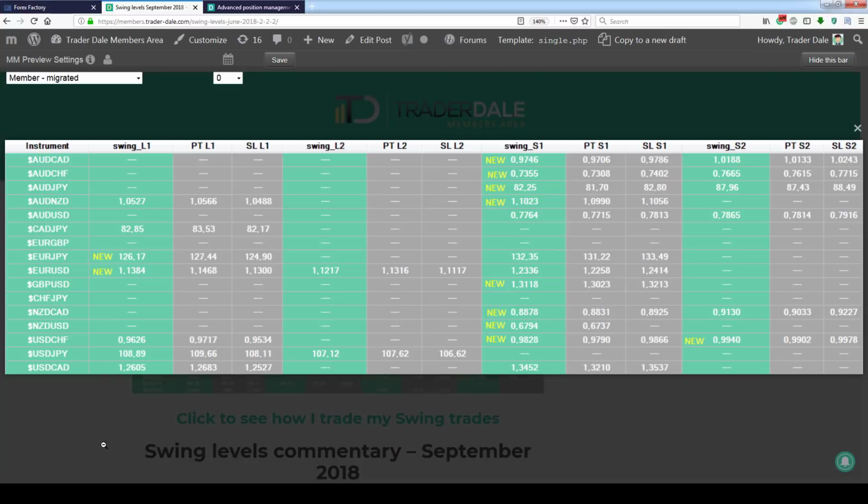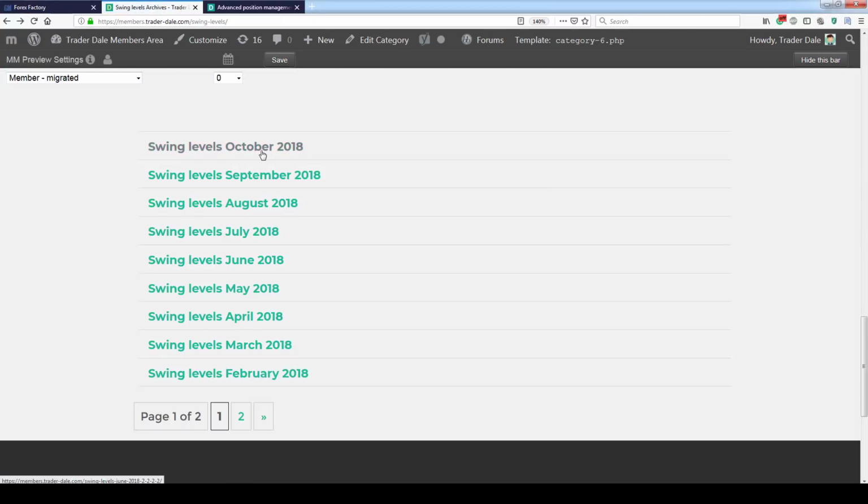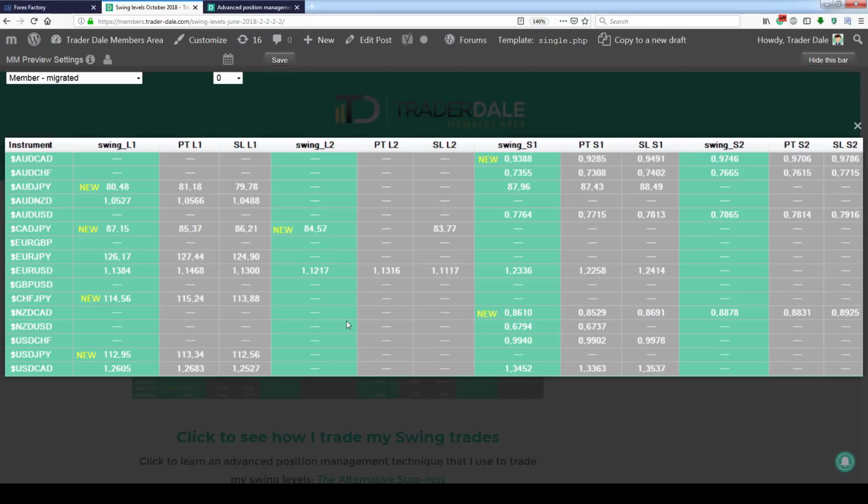Let's go back to the members area, and let's go into the October. So this is the table for October, and there is no new level on the euro dollar. On October there is only the 1.1384, which I just showed you. It was the winner. Then there is a 1.1217 level, which I'll show you in a moment. This is the profit target for the level, and this is its stop loss. And also there is an older swing short, but this one did not get triggered.